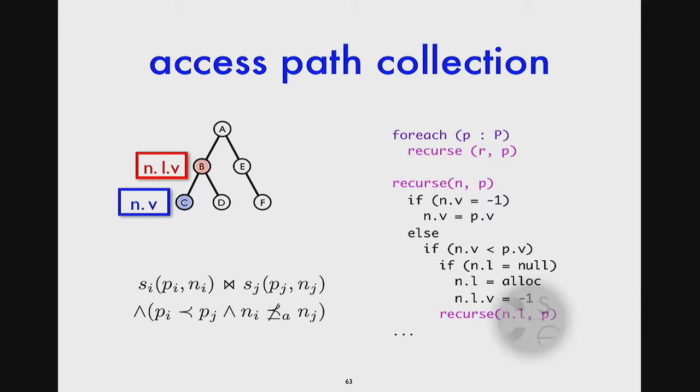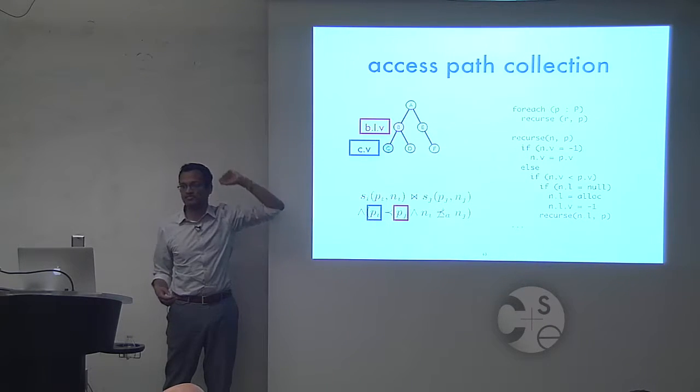Let's make that very concrete. B.l.v and C.v are the same location. The problem is that the second point gets to node B before the first point gets a chance to read from C.v, which means I'm going to write to C.v before the first point gets to read from it. So if I apply the transformation, I'm going to get the wrong answer. In the original code, I got to read from C.v and then write to B.l.v. In the transformed code, the accesses happen in the other order.